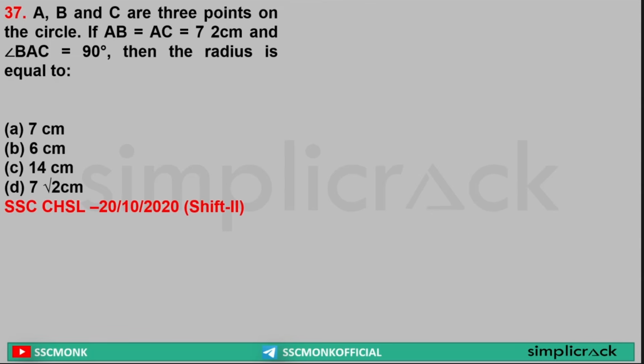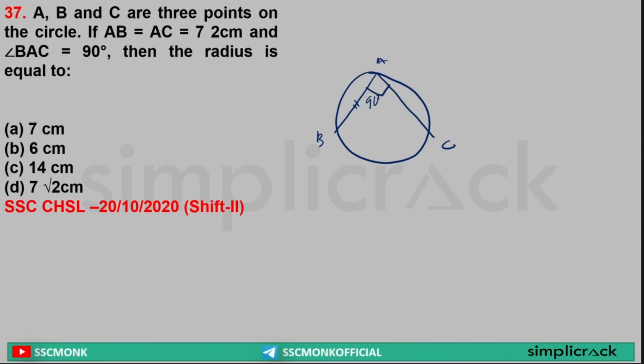Okay, let's say this is 7 centimeter. Okay, and BAC is 90 degree. Then what is the radius? Then the radius is equal to, okay. So let's say 3 points on circle A, B, C. AB is equal to AC and BAC is equal to 90 degree.